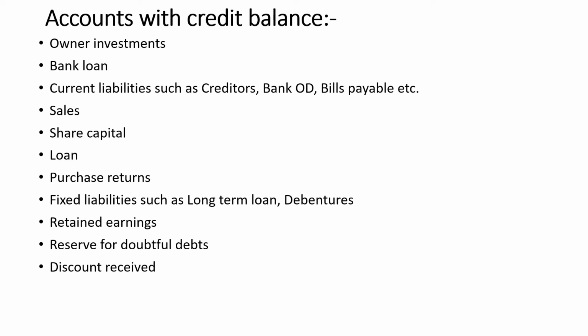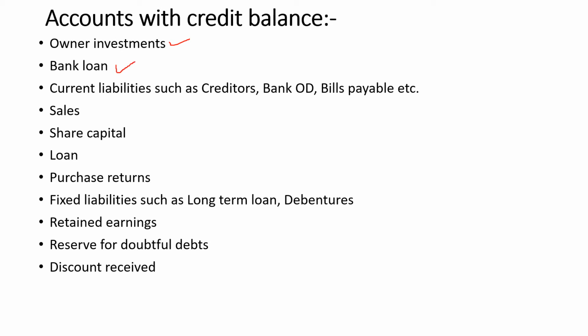After debit balance accounts, we'll be discussing accounts with credit balance. This is a list of items or accounts where we always get a credit balance in the ledger account. After preparation of the ledger account, we transfer all the balances to the trial balance. One by one we'll discuss this. First is owner's investment, which will come under the trial balance. Under credit, we have to write the credit balance.